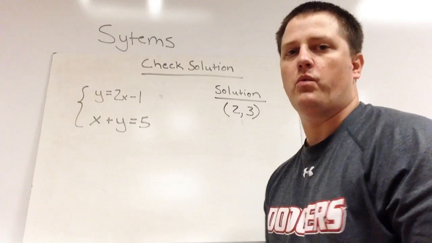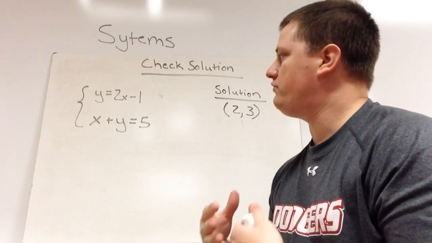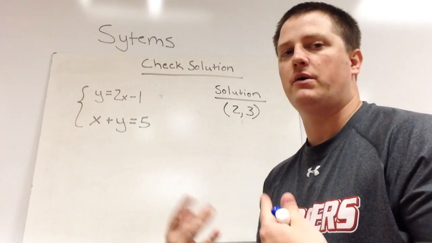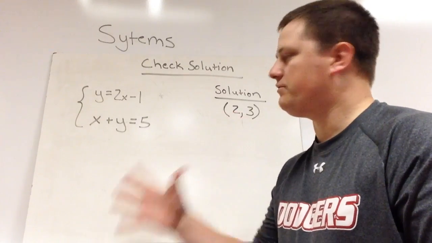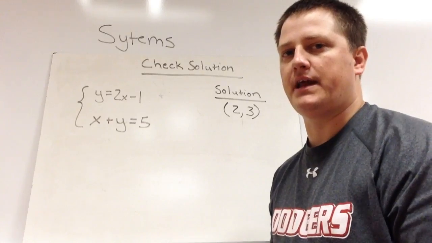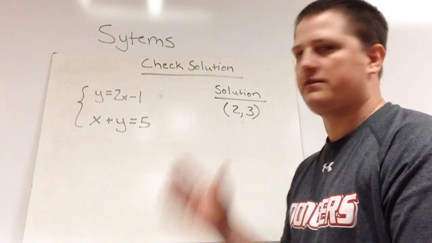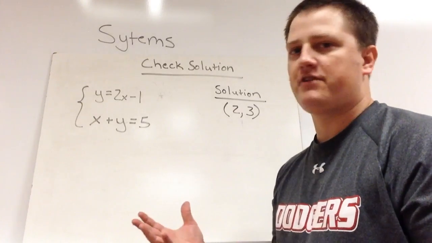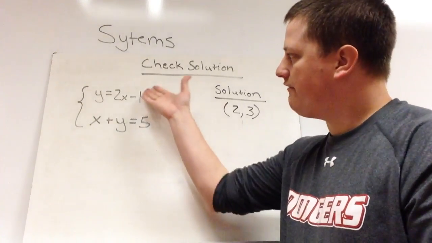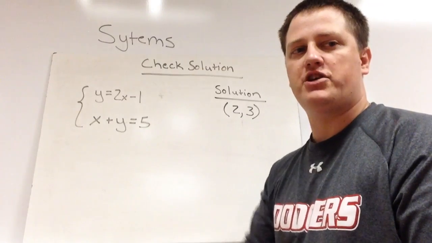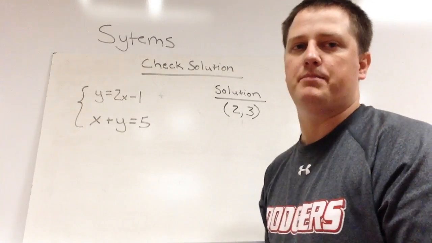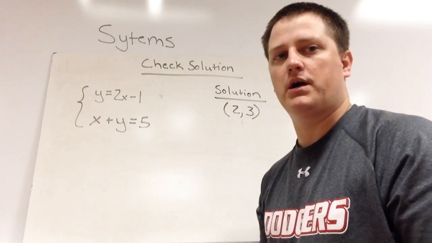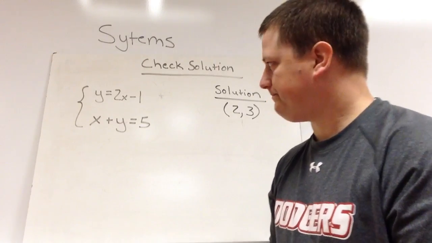With a system, one of the other things that we need to do is just be able to check whether someone else did it correctly. So what I'm now going to look at is this problem like someone else did it, and me just checking if this solution of 2, 3 is a good solution. So what we have to do is check this answer for both equations. If it checks out for both, it would be an acceptable solution. If even one of them doesn't work, then it's not a solution.